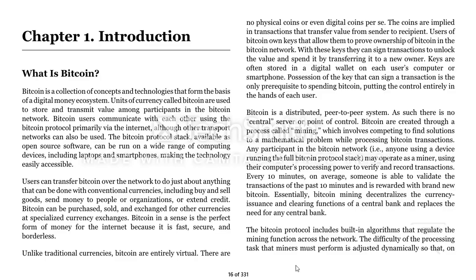Chapter 1 Introduction. What is Bitcoin? Bitcoin is a collection of concepts and technologies that form the basis of a digital money ecosystem. Units of currency called Bitcoin are used to store and transmit value among participants in the Bitcoin network.